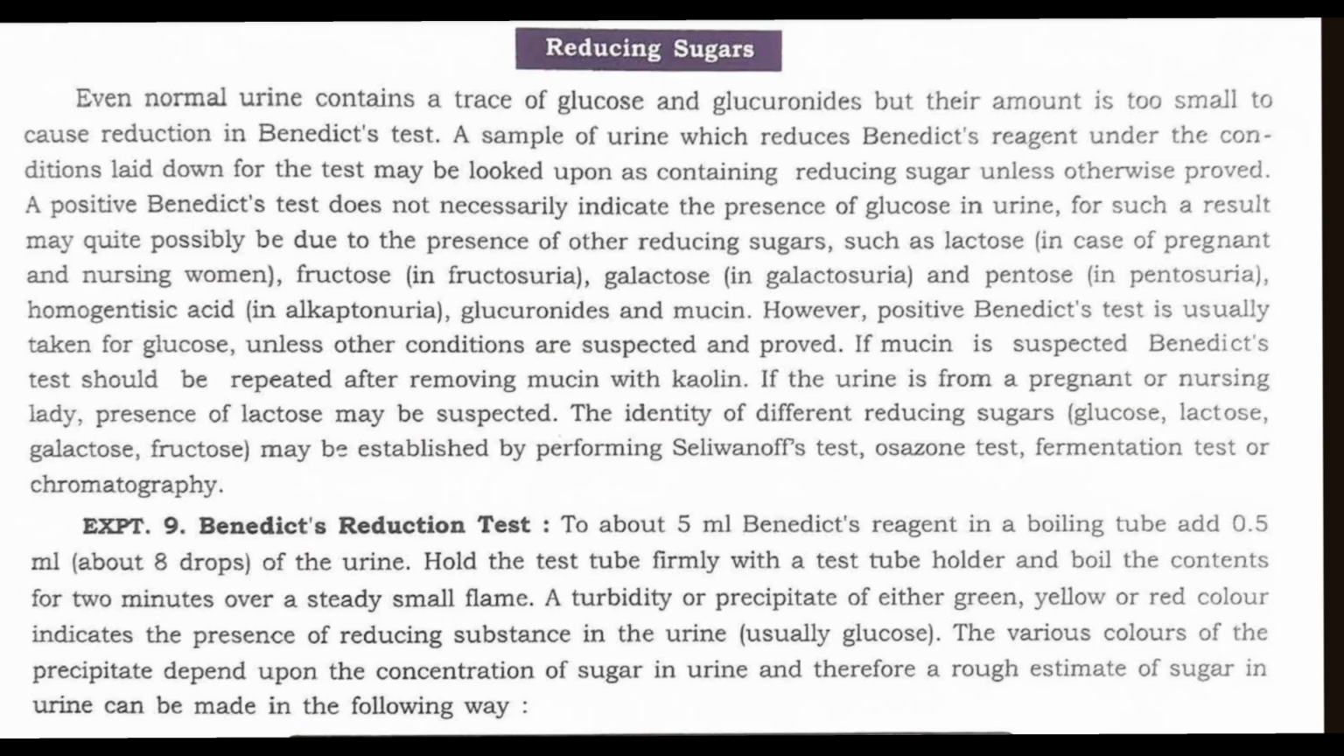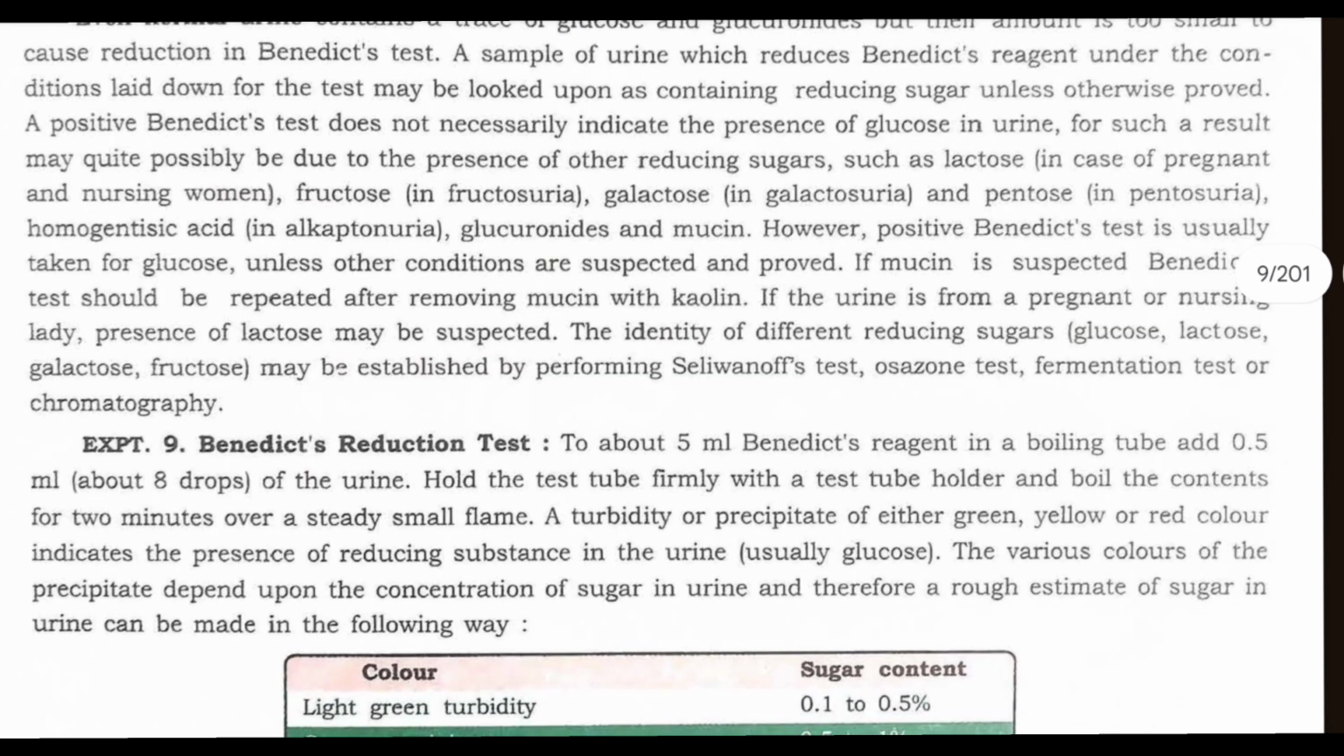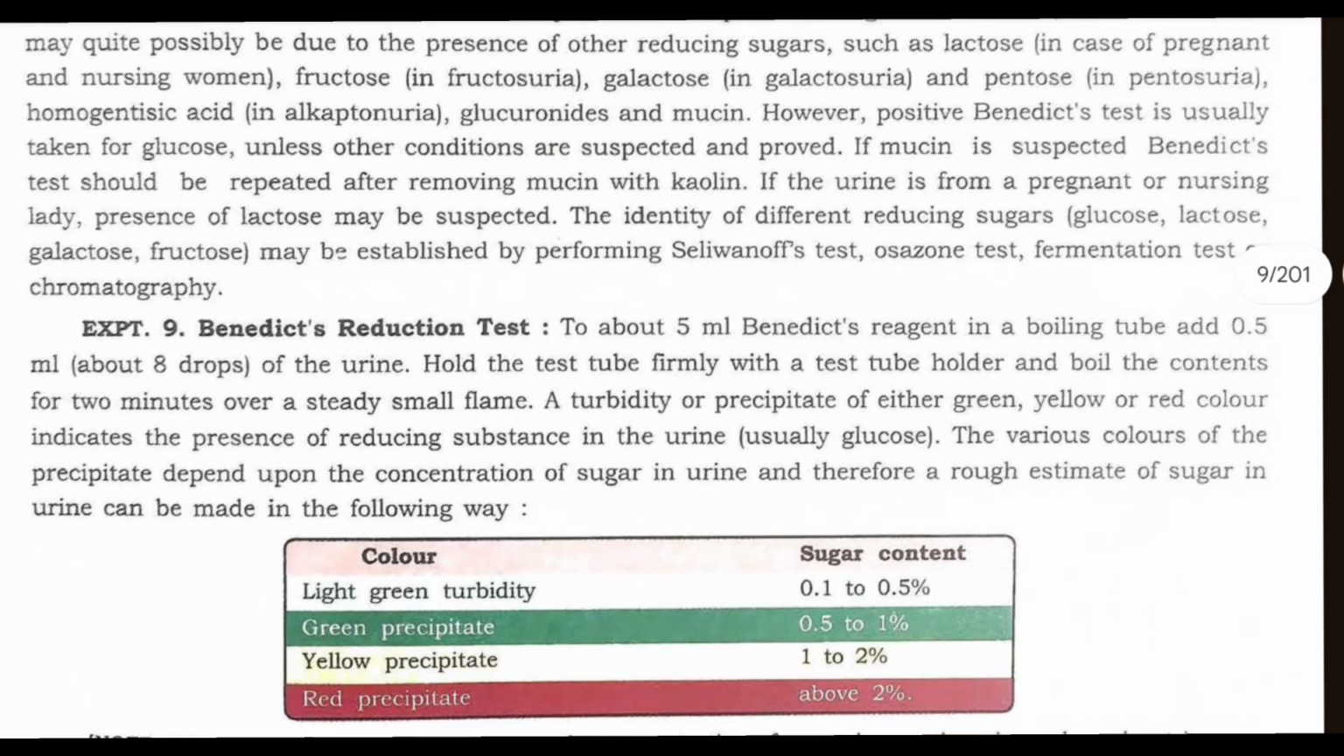If mucin is suspected, Benedict's test should be repeated after removing mucin with choline. If the urine is from a pregnant or nursing lady, presence of lactose may be suspected. The identity of different reducing sugars, glucose, lactose, galactose, fructose, may be established by performing Seliwanoff's test, osazone tests, fermentation test, or chromatography.